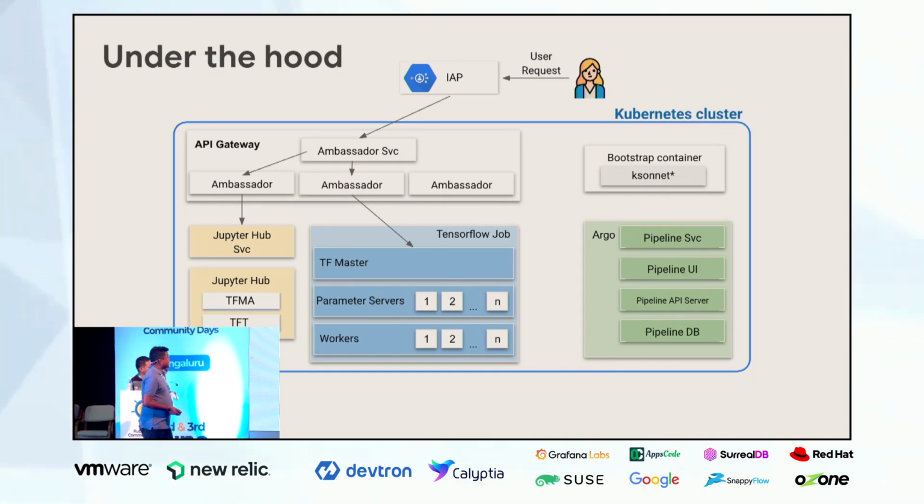And this is how it looks under the hood. The user first comes in, authenticates via IAP, and then comes to this API gateway, the Ambassador service. What this does is launch, first, when I am working on Jupyter notebooks, the JupyterHub service, which creates a JupyterHub and helps me do a lot of simple, quick R&D work. Once that is done, I submit a new Kubeflow training job, and then this will run. It creates a TF master node, and along with that, it will create a lot of parameter servers and workers, so that the model gets distributed across a lot of nodes.